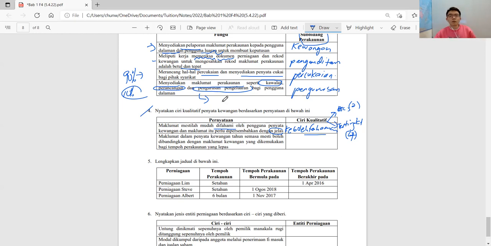Okay, now next. Maklumat dalam penyata kewangan tahunan tahun semasa mesti boleh dibandingkan dengan maklumat kewangan yang dikemukakan bagi tempoh perakaunan yang lepas. Boleh tak? Ini ialah what? Boleh. Yes. You see the keyword. Boleh dibandingkan. So this is kebolehbandingkan. So simple. Easy lah. If easy, give me an easy. E-A-S-Y. Easy. So definitely it's very easy. Right? So no excuse to get it wrong.